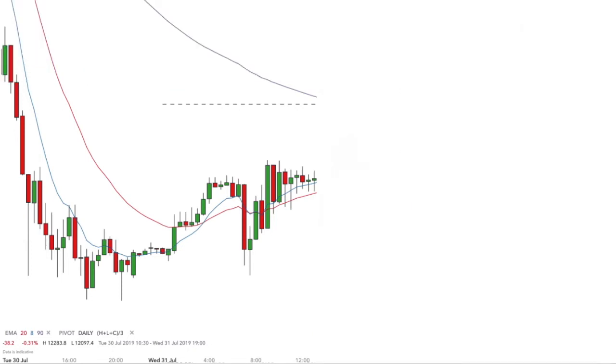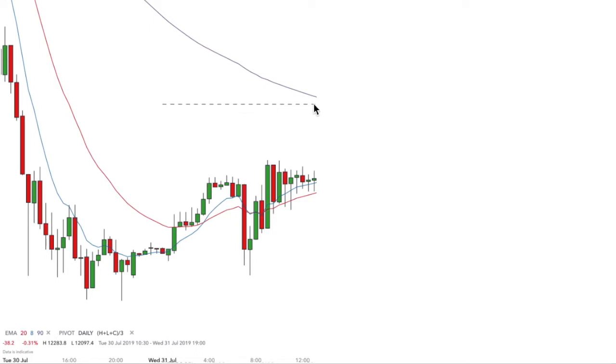This is the 30-minute DAX chart from Tuesday the 30th of July and the morning of Wednesday the 31st of July. You can see on the chart, just to talk you through that first of all, that it's a candlestick chart and that I've got some EMAs on here. So as I say, 30-minute chart, and this is the 8 EMA, this is the 20 EMA, and this is the 90 EMA. This here is the pivot level for the 31st of July.